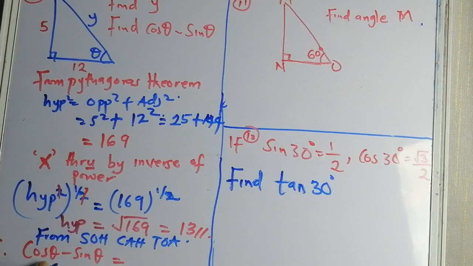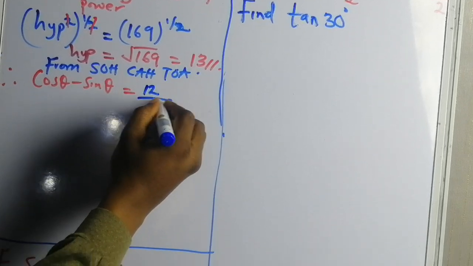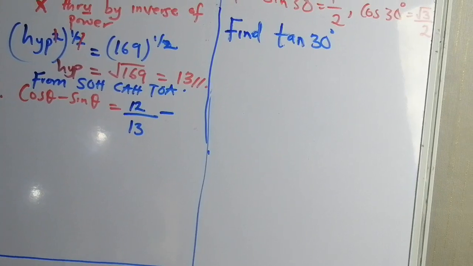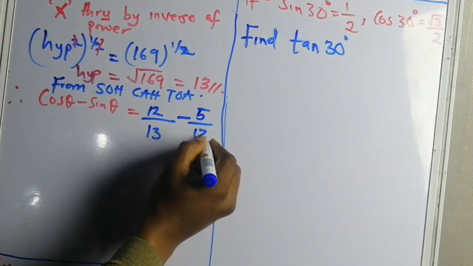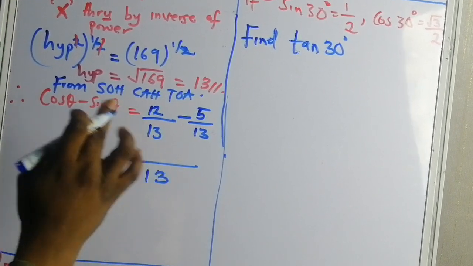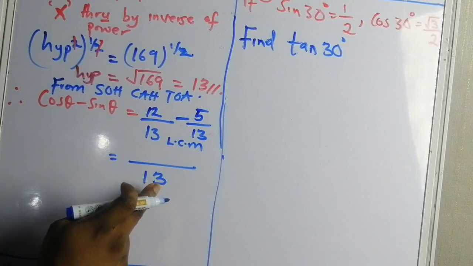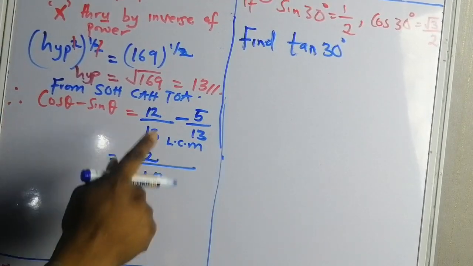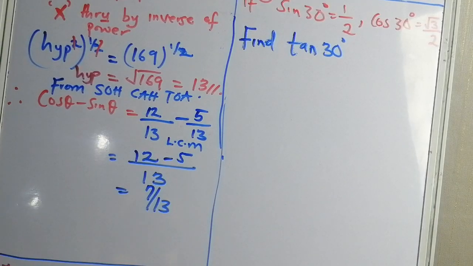From SOH CAH TOA, cos theta is adjacent over hypotenuse. That's 12 over 13, minus sin theta, which is opposite over hypotenuse, 5 over 13. Now I'm looking for the LCM. 13 divided by 13 is 1, 1 times 12 is 12. 13 divided by 13 is 1, 1 times 5 is 5. So this is 7 over 13. It's as simple as that.